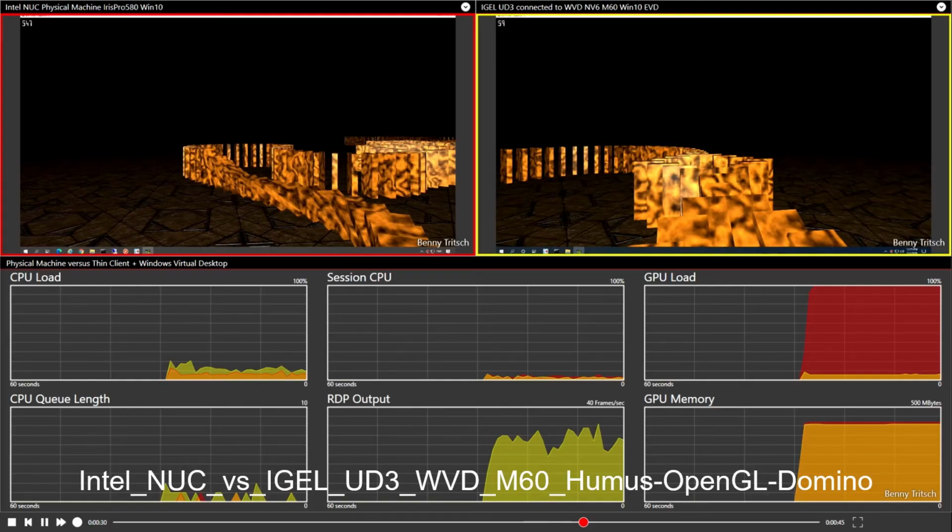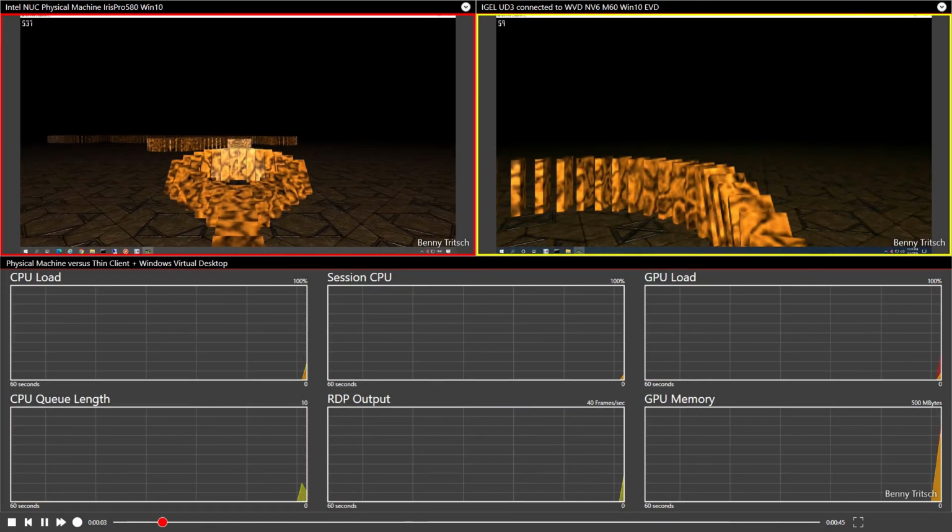The first comparison shows a physical Intel NUC with an embedded Iris Pro GPU on the left and an IGEL UD3 thin client connected to our well-known WVD NV6 VM on the right. NUC data is in red, IGEL plus NV6 data is in yellow. There is no network latency for the NUC, but 30 to 40 milliseconds latency between the IGEL thin client and the NV6 VM. Both sides run smoothly.